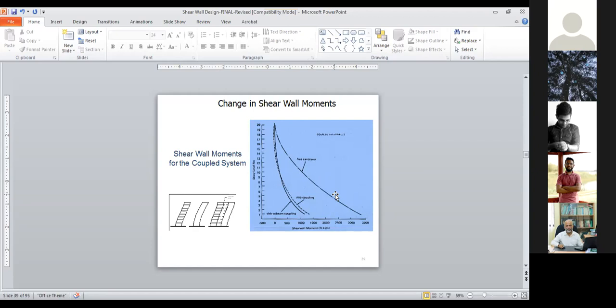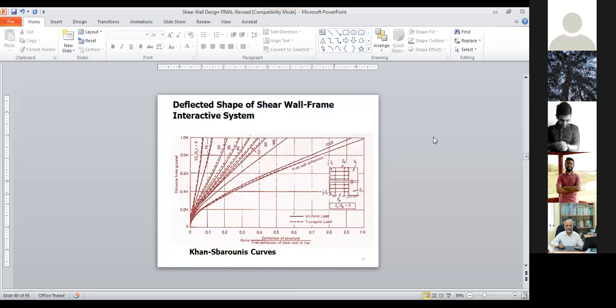And this of course happens due to what I explained earlier, the interaction between the shear wall and the frame system, because the shear wall will not allow the deformation at the base level, and the frame will control the deformation at the top of the building. So both will interact with each other and will control the deflection and moment of the structure.